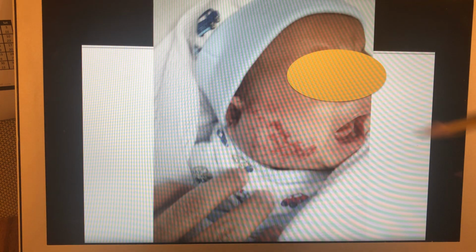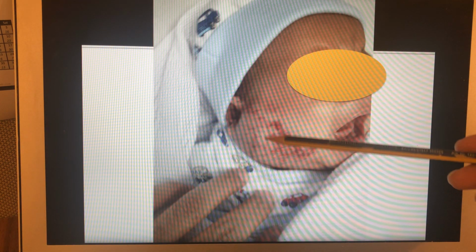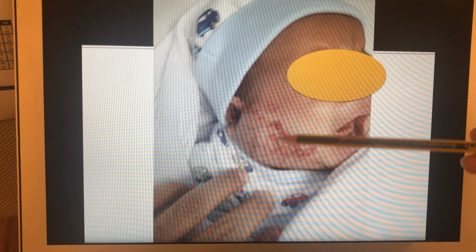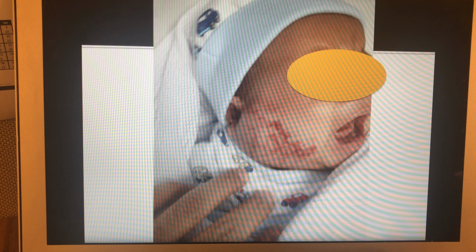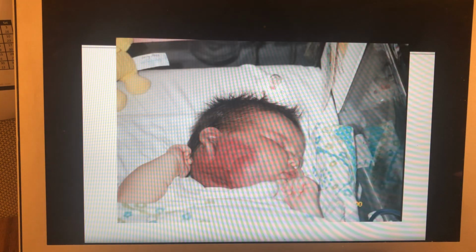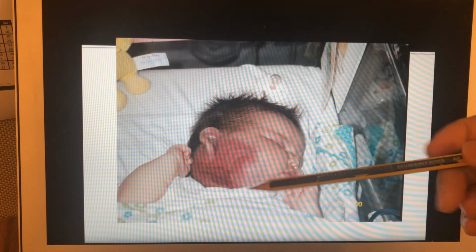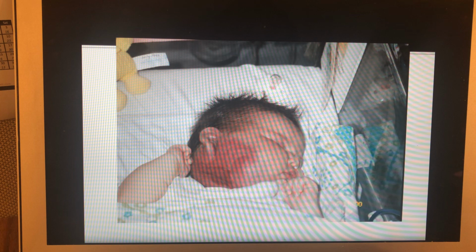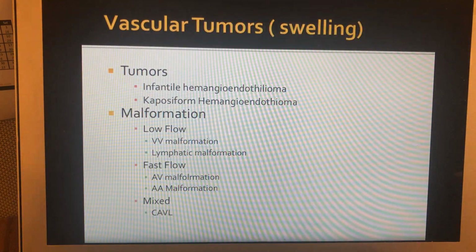This is an example of lateral neck mass. As you can see, this is a vascular tumor, which is in newborns, which is hemangioma or infantile hemangioendothelioma. This is another aggressive form of hemangioma called Kaposiform hemangioendothelioma. This is a vascular malformation. It's actually a veno-venous malformation.